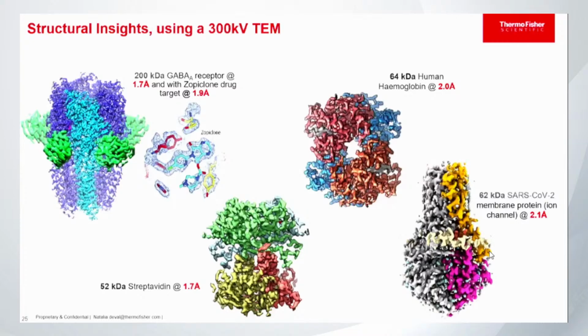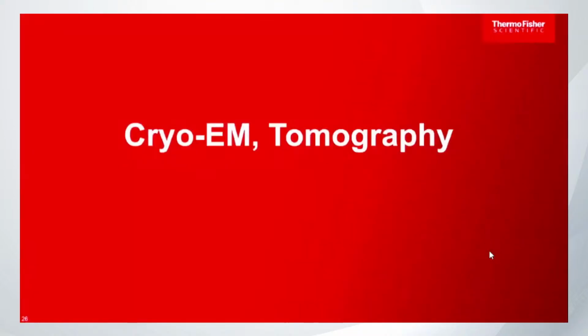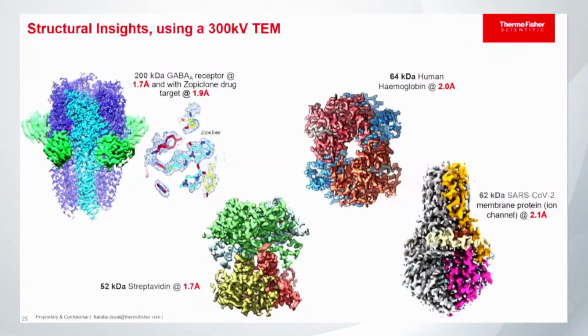The hemoglobin, again, 2 angstroms. Streptavidin, I was telling you, the limit is probably 52 kilodalton or 50 kilodalton. You can see we have a 52 kilodalton protein here at 1.7 angstrom. So it's very, very cool. And of course, SARS-CoV-2, this is a very small membrane protein, 62 kilodalton at 2.1 angstrom. So it's quite impressive. So again, single particle cryo-EM is the method to go to reach very high resolutions, almost atomic resolutions in some cases.